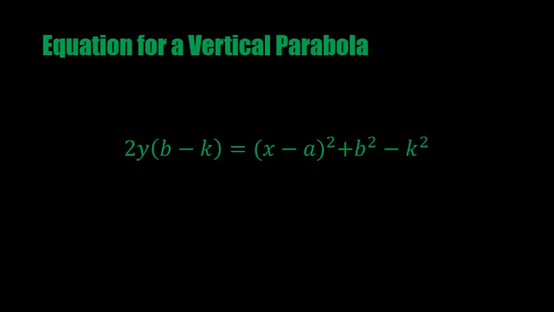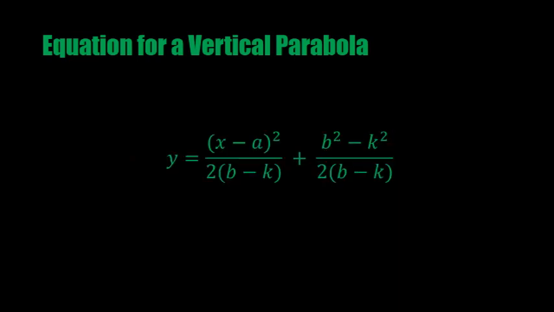So now we have 2y times the quantity b minus k is equal to (x minus a) quantity squared plus b squared minus k squared. So now we need to isolate y. So we divide both sides by 2 times (b minus k). And from there we get y equals (x minus a) squared over 2 times (b minus k), plus (b squared minus k squared) over 2 times (b minus k).